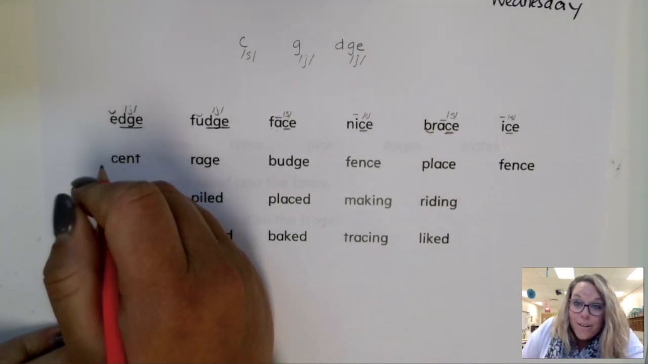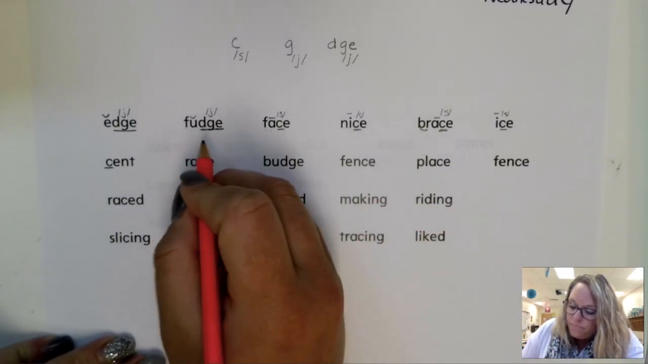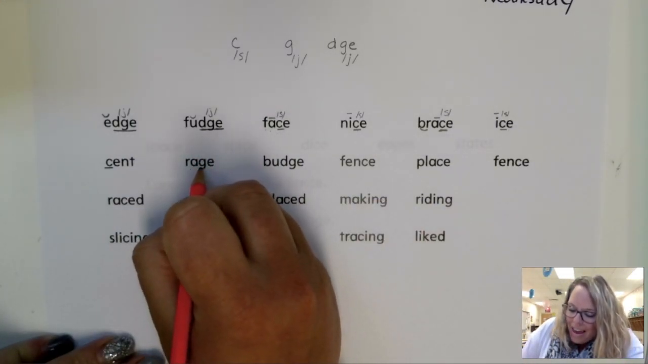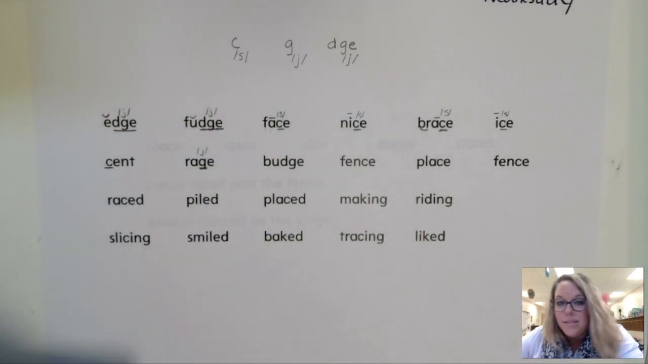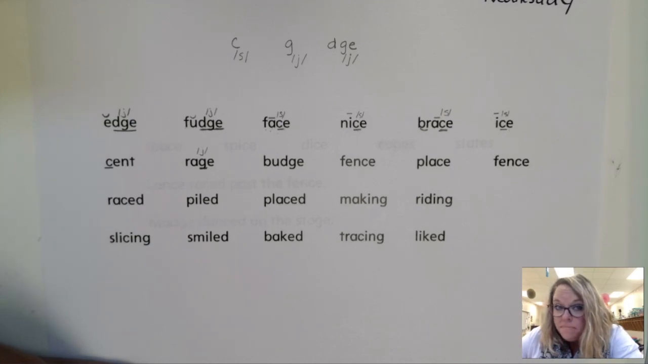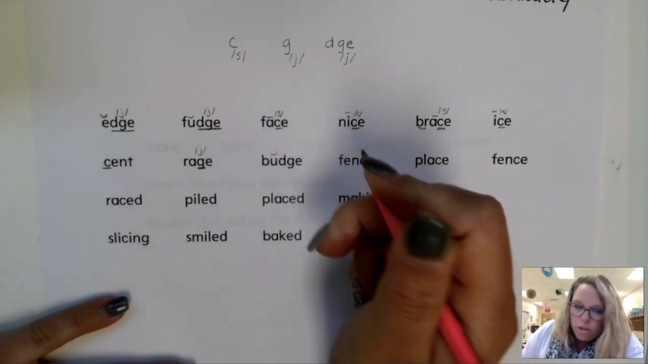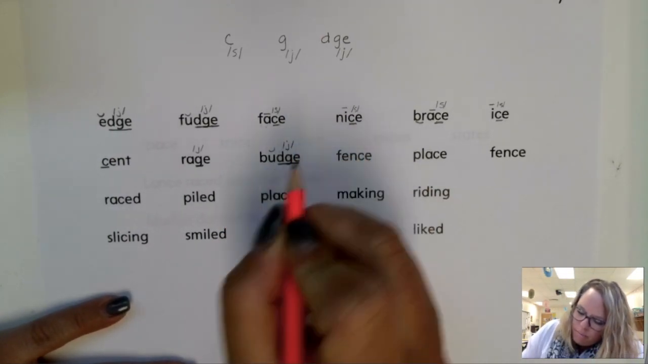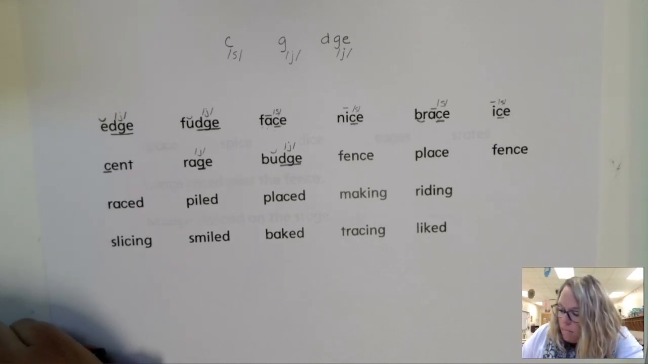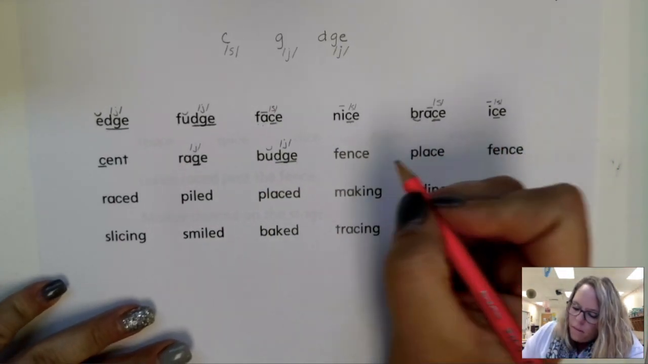Now look here. Here, our soft C is at the beginning of our word. Scent. Age. We're just underlining the G, but it makes that J sound. It's the soft G, so it says J, J, J. It's got a short U. Budge. DGE makes the J sound. Go ahead and underline DGE.